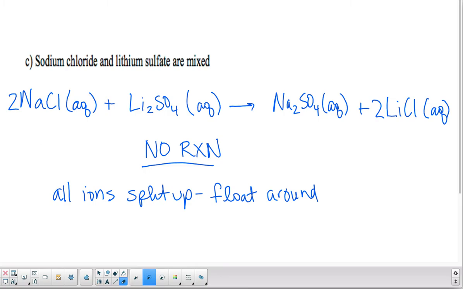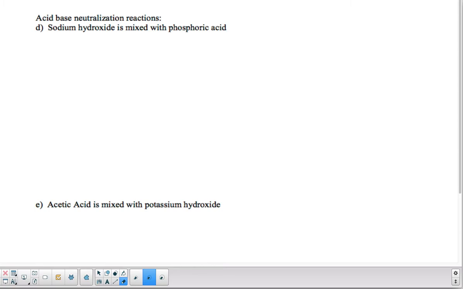Let's keep going. Acid-base neutralization reactions. Do I go on? Hold on. Let me see. I feel like stoichiometry is a separate day. No, I keep going. I go through stoichiometry to the conductivity thing. Wow, it's a lot.